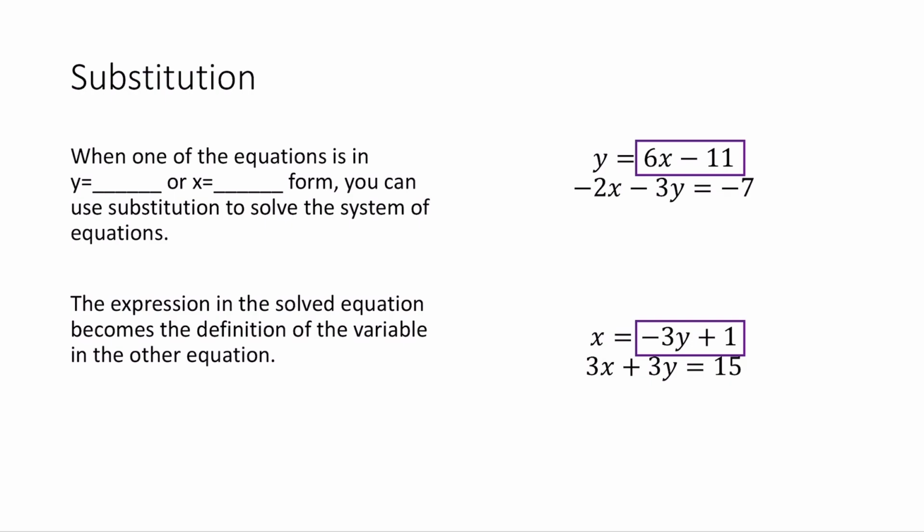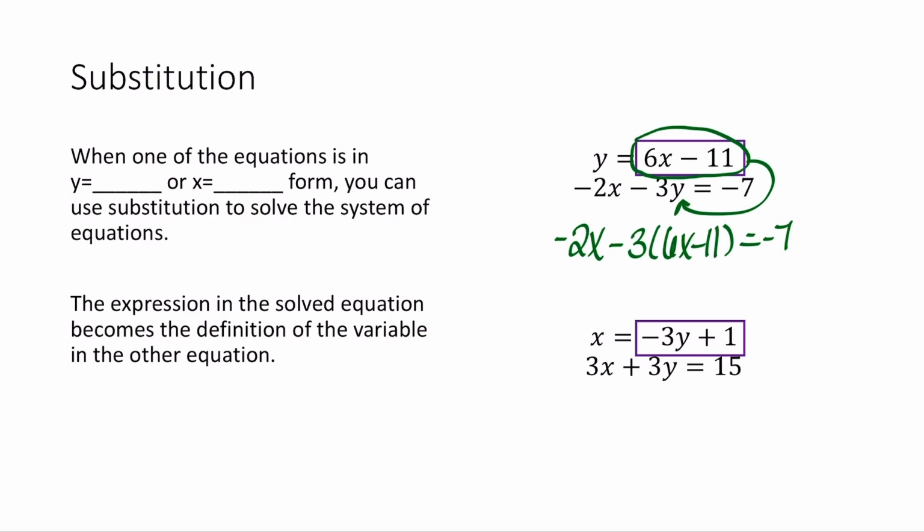So for example, if I was going to work on solving this first system by substitution, 6x minus 11 would replace y in my second equation. When I rewrite this equation, it would be negative 2x minus 3 times 6x minus 11 equals negative 7. I can use this equation now to find the value of x.